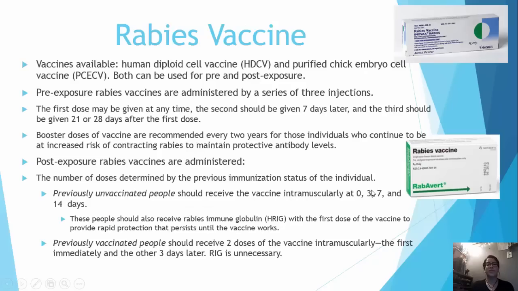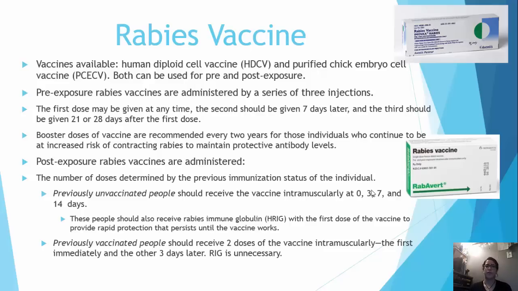So there are 2 different rabies vaccines, human diploid cell vaccine and the purified chick embryo cell vaccine, and both of these can be used for pre- and post-exposure. Pre-exposure rabies vaccines are administered for those in increased risk areas or who are traveling and are going to be at risk for rabies. And so those are administered in 3 injections. The first can be given at any time, the second is 7 days later, and the third should be given 21 or 28 days after the first dose.